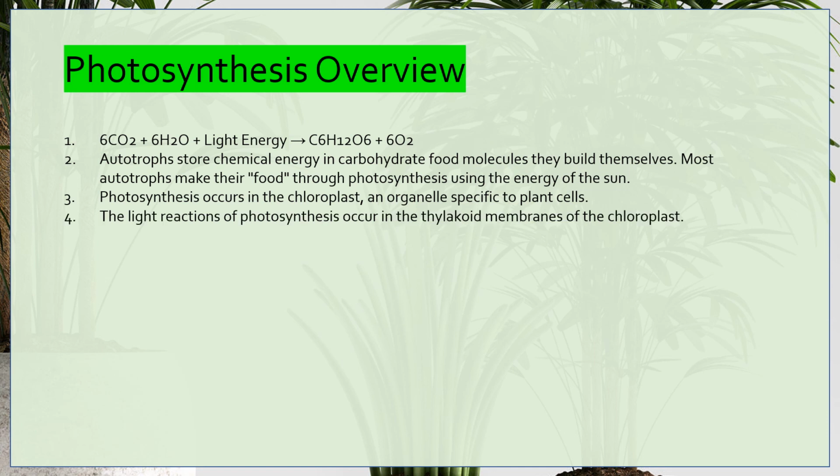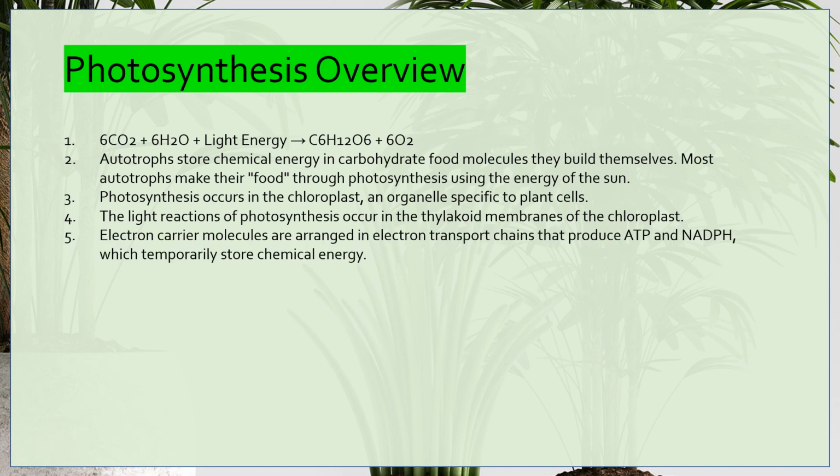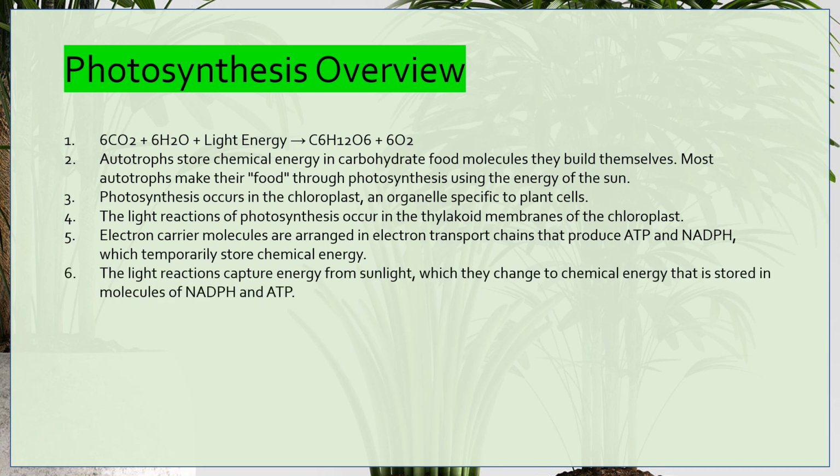The light reactions of photosynthesis occur in the thylakoid membranes of those chloroplasts. Electron carrier molecules are arranged in the electron transport chains that produce ATP and NADPH, which temporarily store that chemical energy. The light reactions capture energy from sunlight, which they can change to chemical energy that is stored in those molecules of NADPH and ATP. The light reactions also release oxygen gas as a waste product, which is what we breathe in.